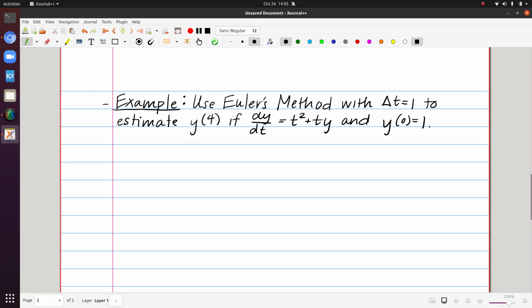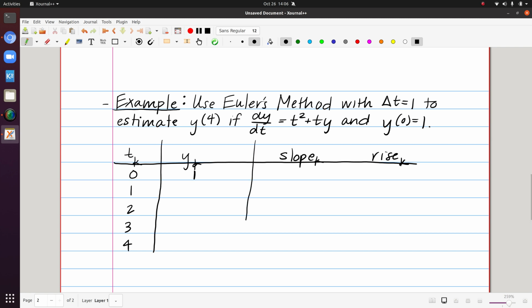So I'm going to use the table in much the same way as I did before. So I'm going to name my columns here. And start to fill in again what we know. So I'm given the initial condition, and we want to move from 0 to 4 with size 1 steps. So 0, 1, 2, 3, 4. I know that that's as far as I need to go. And now I can start filling in the rest of the table.